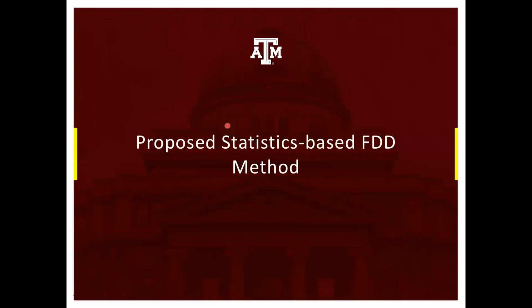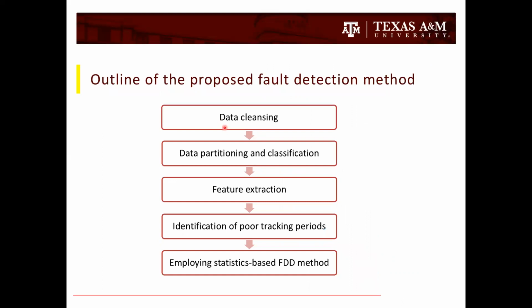Proposed statistics-based FDD method. The outline of the proposed method is as follows. The raw thermostat data is first cleansed to remove anomalous data points, then partitioned and classified by the mode labeling algorithm. After that, important features are extracted.